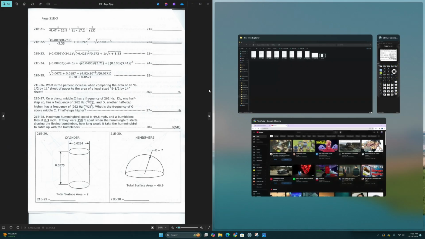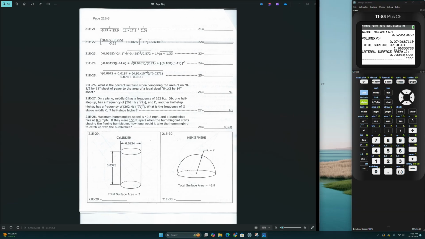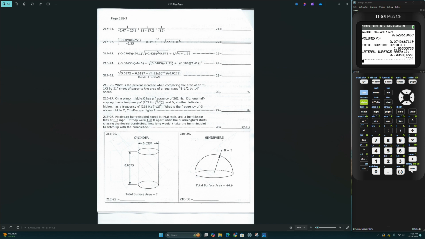Okay, I can move that. All right, we're given a cylinder right there. We're given the radius and the height, 0.0234. Remember, that's the diameter, so you have to divide it by 2, just like how we did with the frustums a minute ago. Then 0.0375, and yep, that's it. And then you're given the total surface area. You asked for it, and it's right there.